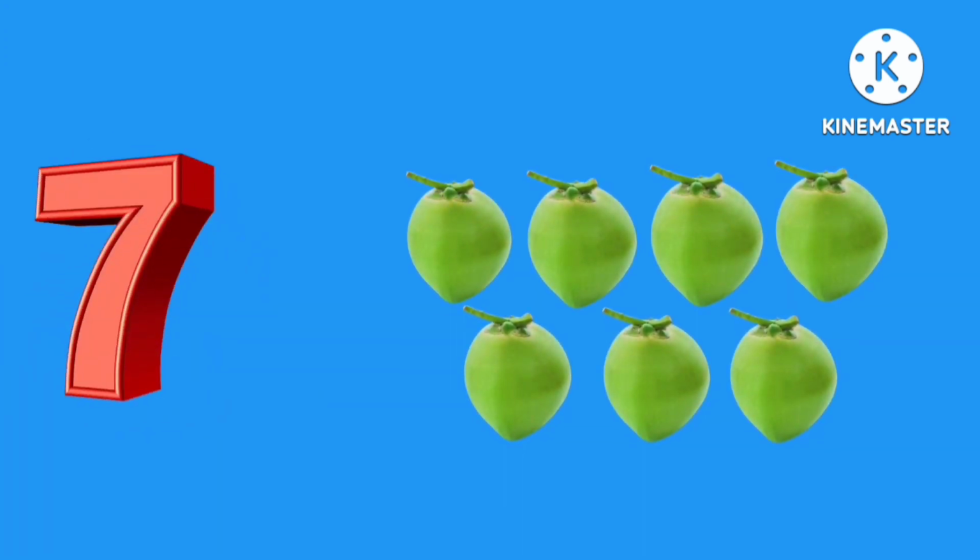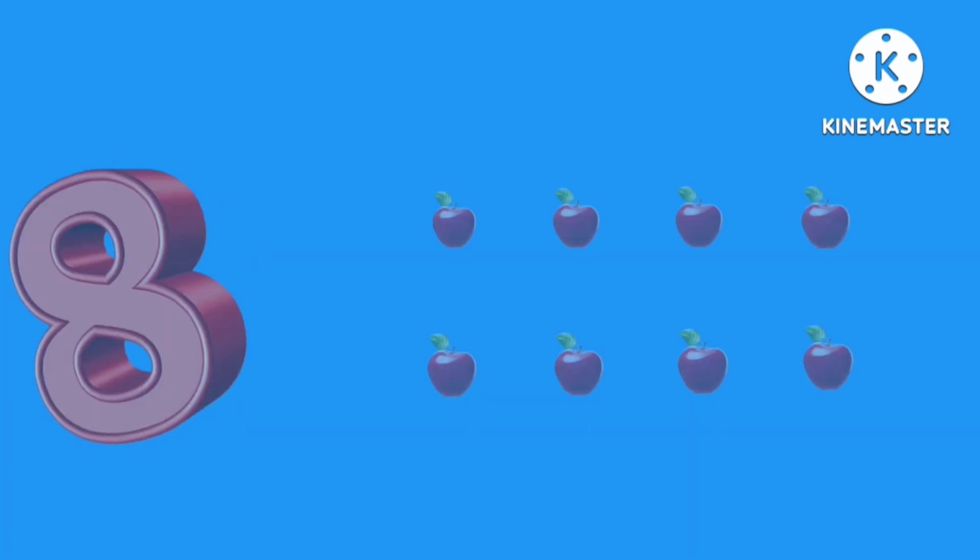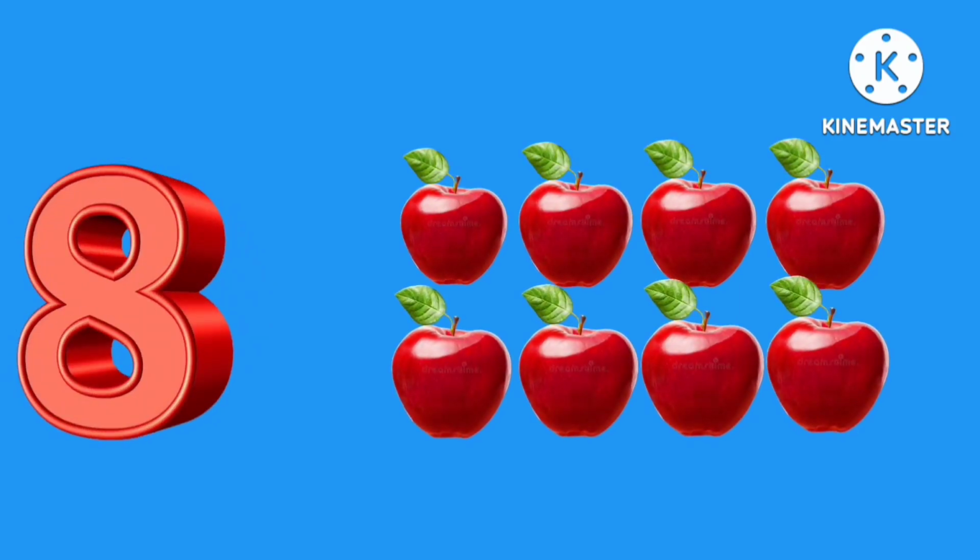7. There are 7 coconuts, 1, 2, 3, 4, 5, 6 and 7. Total 7 coconuts. 8. There are 8 apples, 1, 2, 3, 4, 5, 6, 7 and 8. Total 8 apples.